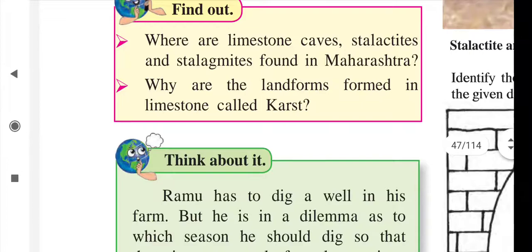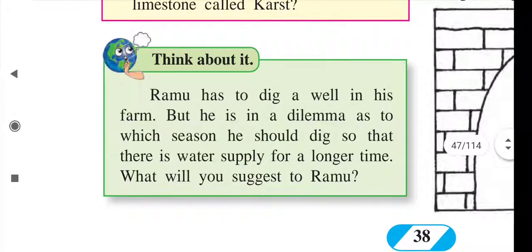Okay, now where are the limestone caves, stalactites and stalagmites found in Maharashtra? Why are the landforms formed in limestone called karst? We will discuss the answer to that question.